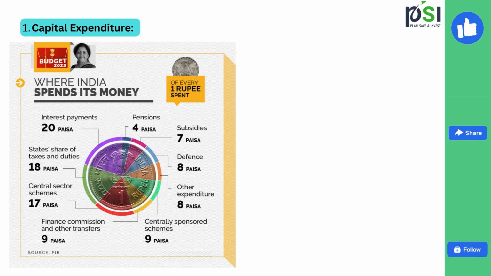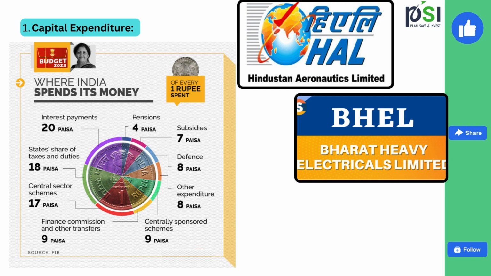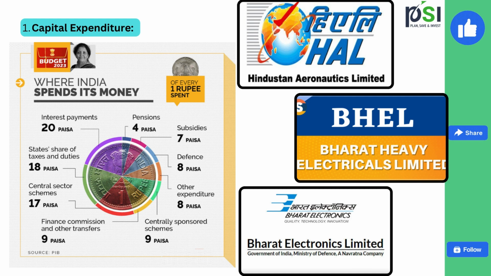So if you look at the 2023 annual budget expenditure, 8% of total income is allocated to the defense sector. Because of this expenditure, you can see stocks like Hindustan Aeronautics, Bharat Heavy Electricals Limited, that is BHEL, and BEL. All these companies rallied, almost double or triple within a span of 2 years. So as an investor, we should observe where the government is going to spend.